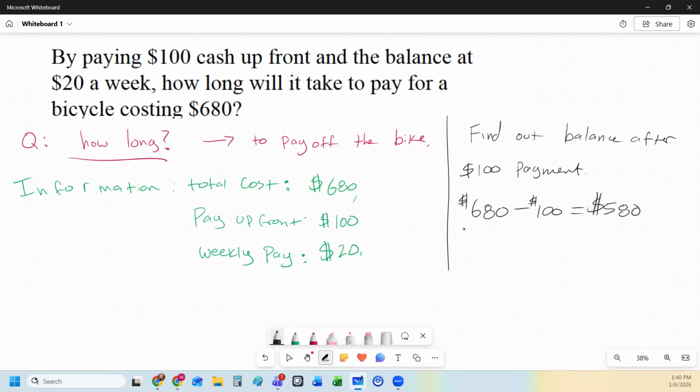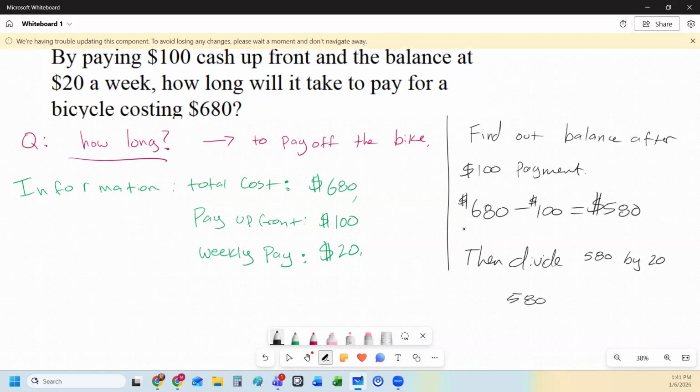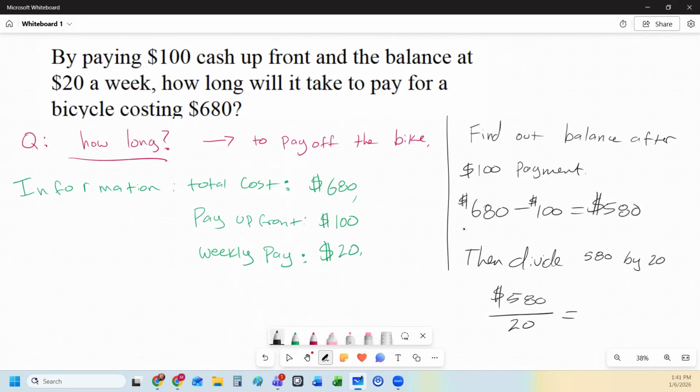And if I'm making payments of $20 per week, I can just take this $580 and divide it by the amount that I'm making. So I take this $580, I divide it by $20, or sorry, not 20, $20 per week. And this is 29. And so it should take me 29 weeks to pay off this bike.